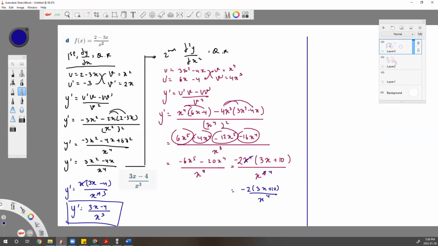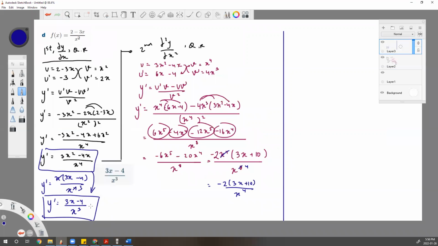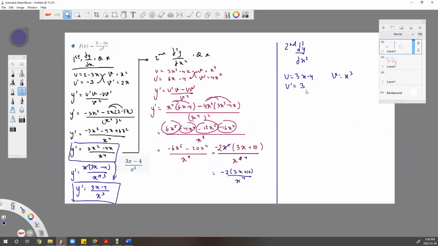See why I have to do this? Why I have to put this in total? Since I can simplify. So simplification is essential in this part. How about if I use this to do the second derivative? I just use u as 3x minus 4, and the v is x cubed, right? It is way simpler than this. Okay, we will get the same answer, by the way. It's a matter of efficiency.